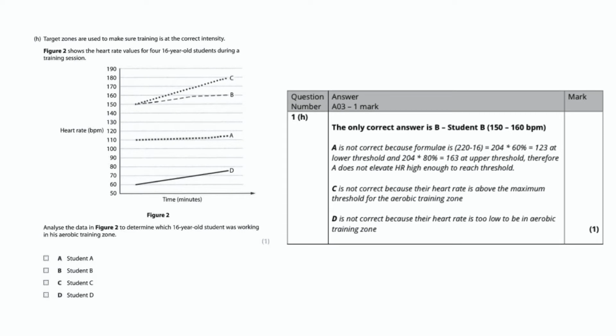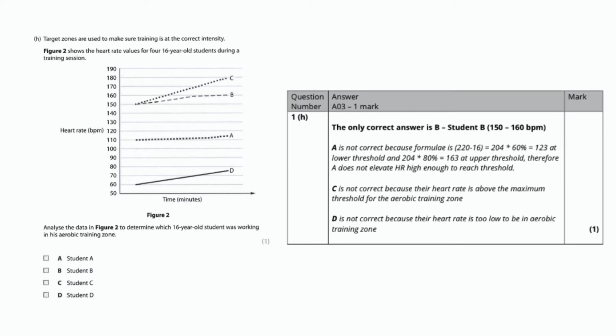Question number 1 then, we've got given a graph, and the question is: analyse the data in figure 2 to determine which 16-year-old student was working in his aerobic training zone. You're allowed to take a calculator into the exam, and you need a calculator to do a bit of working out in order to get the answer for this one.